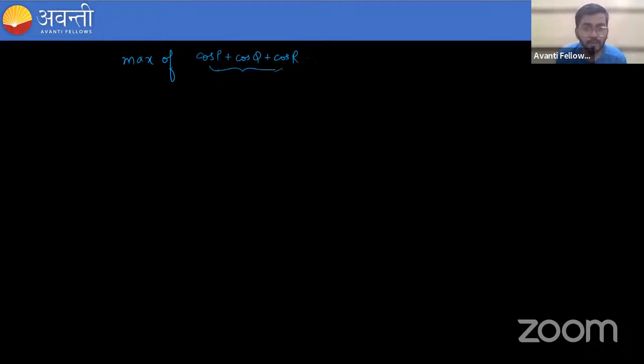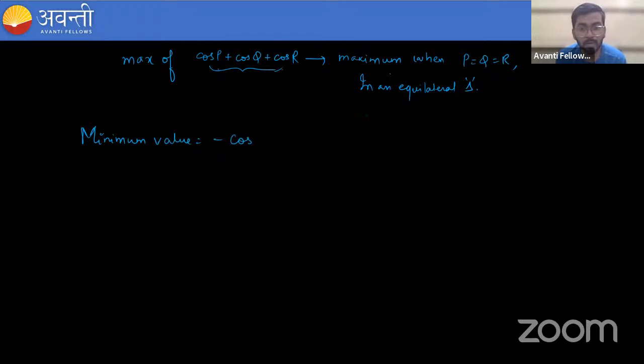So we all know that this will be maximum when P equals Q equals R, so in an equilateral triangle. So the minimum value will be equal to minus of, so P equals Q equals R. So this means that all angles are equal. So this is only possible when those are equal to 60 degrees or pi by 3.